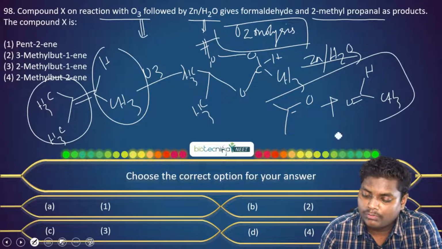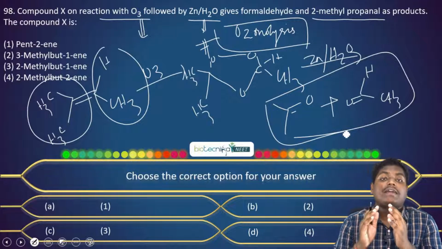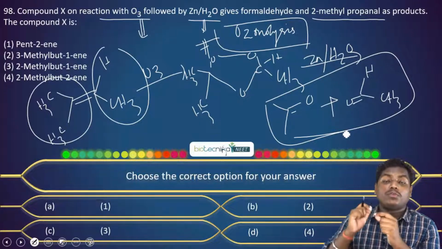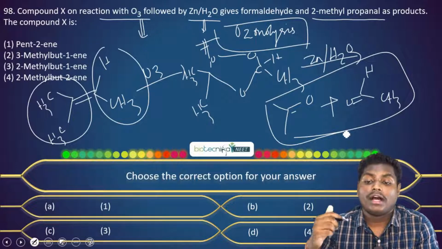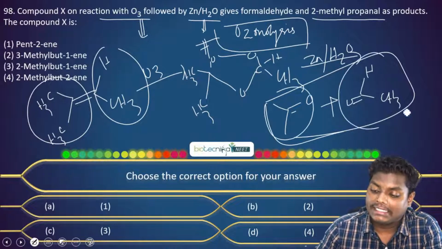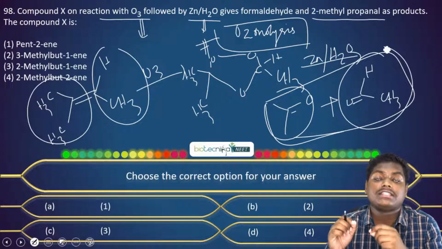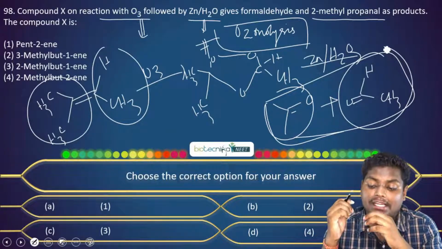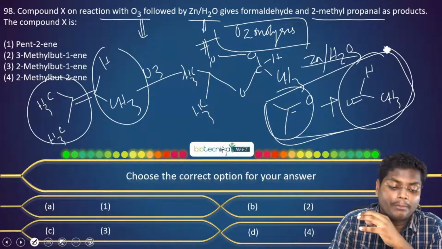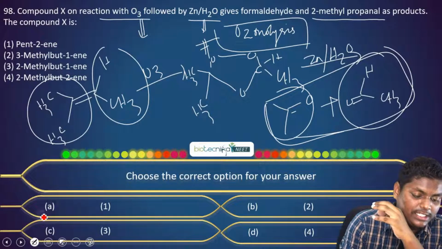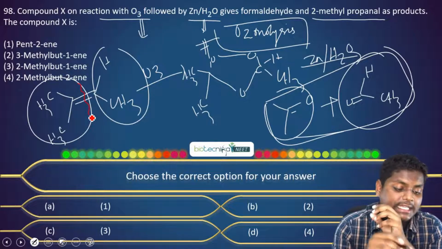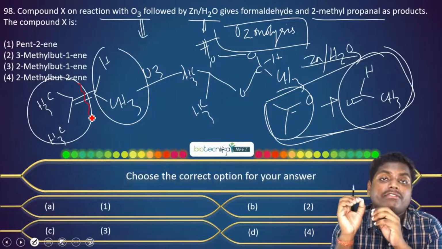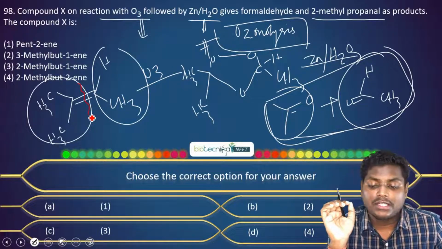So what is the moral of the story that we are seeing? Basically, in an ozonolysis reaction, the alkene is oxidized into a ketone or aldehyde. So the trick is to break the double bond, attach oxygen to both sides, and form the respective carbonyl compounds. That's how we can solve it.